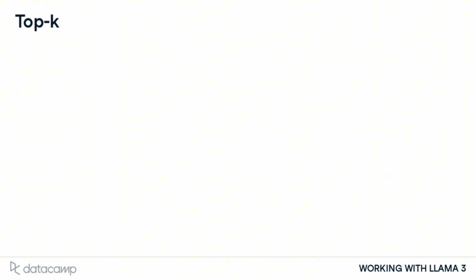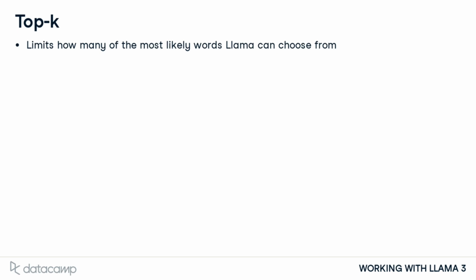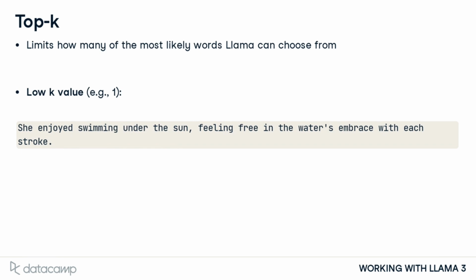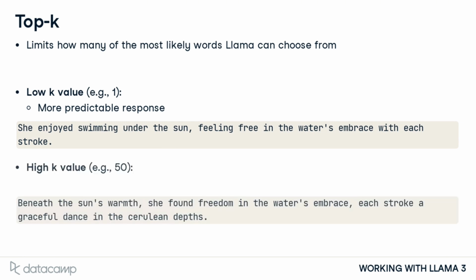Top K limits how many of the most likely words Llama can choose from at each step. If top K is set to a low value such as 1, the model always selects the most probable word, making responses predictable but potentially repetitive. With a higher top K, such as 50, the model has more choices, leading to greater diversity in responses.